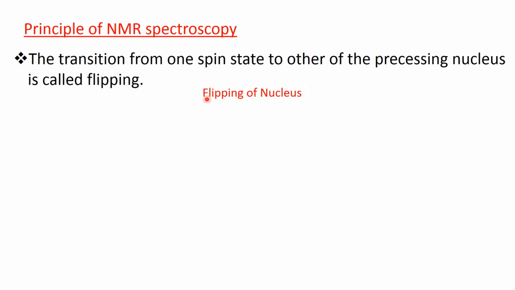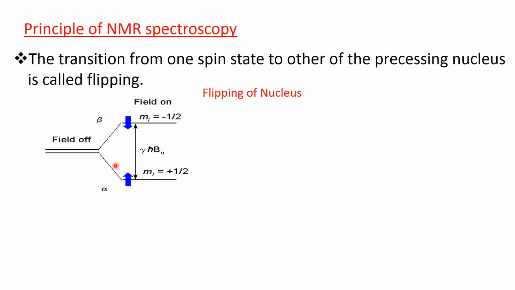Now coming to flipping of the nucleus. This transition of the nucleus from one spin state, that is the lower spin state or alpha state if I is equal to half, to the higher spin state or upper spin state is known as flipping. So the transition of the precessing nucleus from one spin state to the other is called flipping.